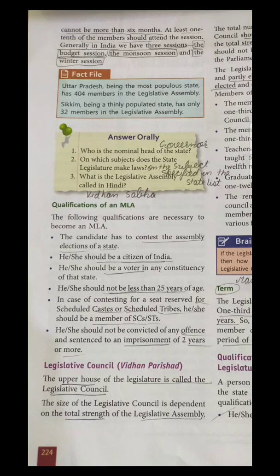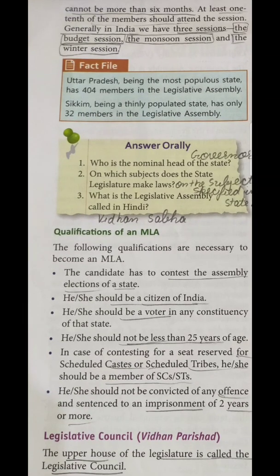Generally in India we have 3 sessions. First is the budget session, the second is the monsoon session, and the third is the winter session. Okay, so the fact file is given here. Uttar Pradesh, being the most populous state, has 404 members in the legislative assembly. And Sikkim, being a thinly populated state, मतलब वहाँ पे कम लोग रह रहे हैं, that is the reason they have only 32 members in the legislative assembly.